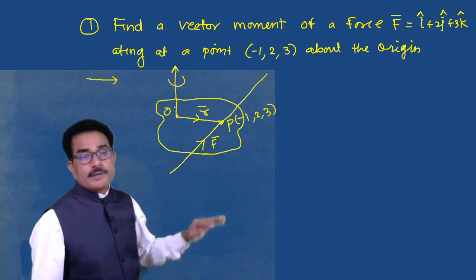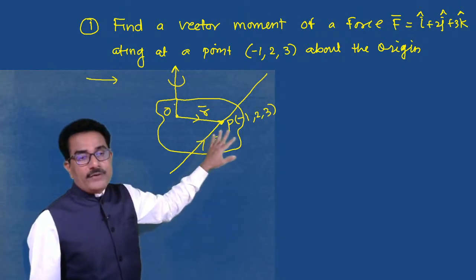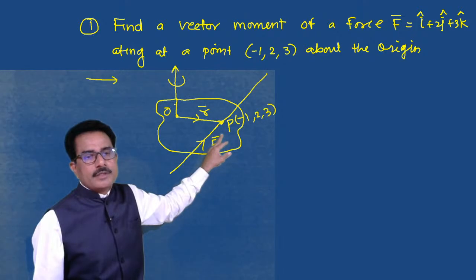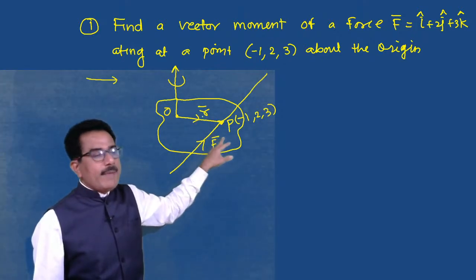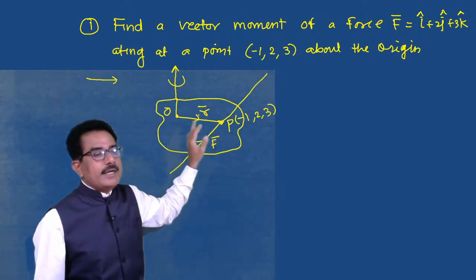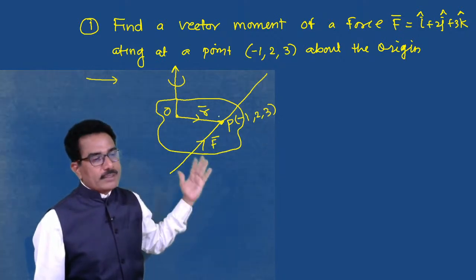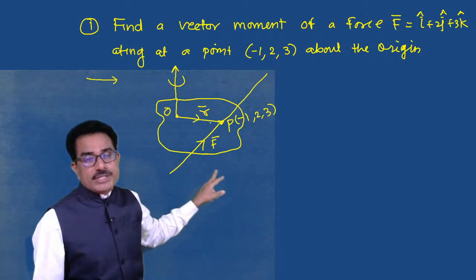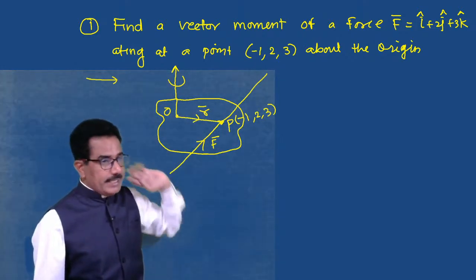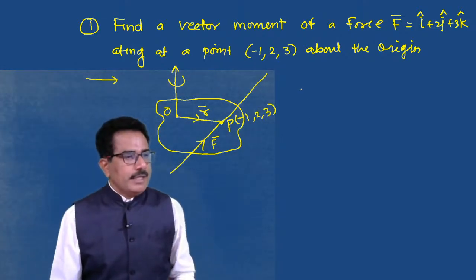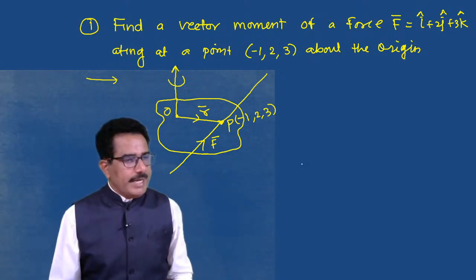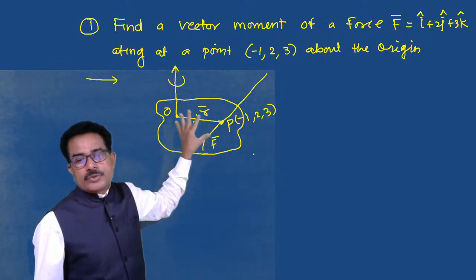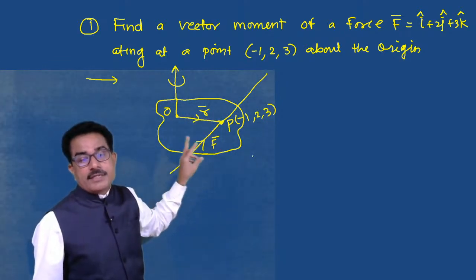What is the formula for the vector moment? The formula for a vector moment is capital M bar equals R bar cross F bar. Now you have to find R bar. F bar is given, but R bar has to be found. Write down here. Students who are attending this live lecture, draw this diagram.